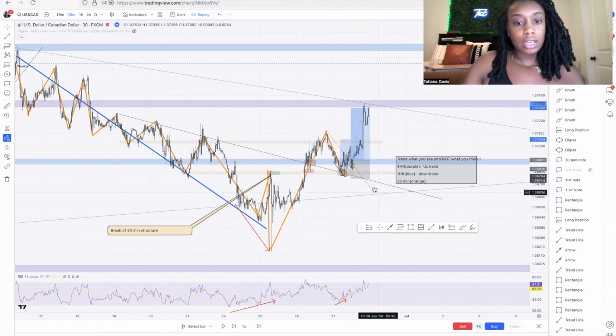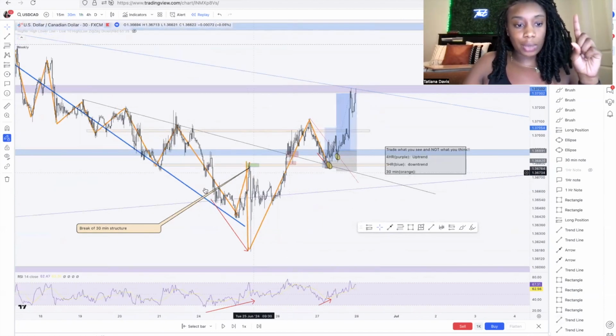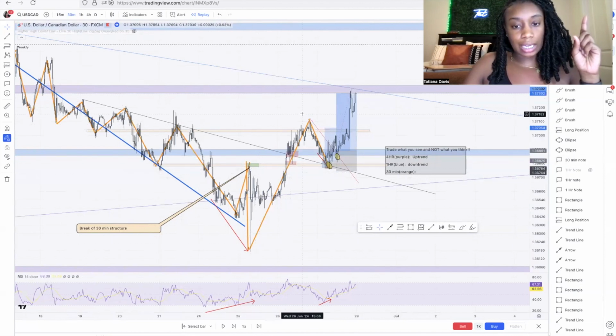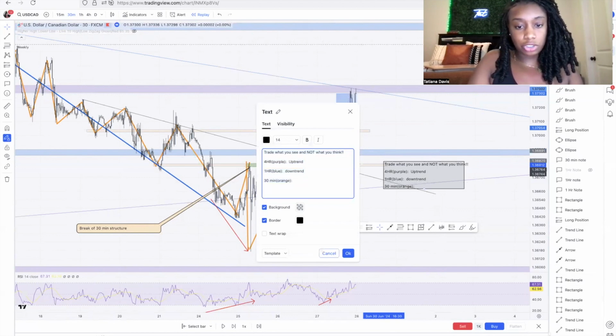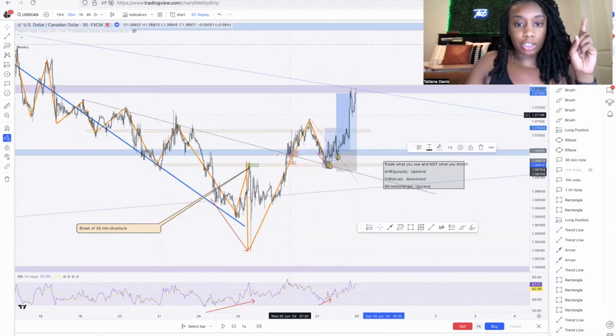in order to take the entry that I did. So number 1, you can see right here that we had a break of 30-minute structure. Based off of these thick orange trend lines, price was initially going in a downtrend on this 30-minute, but it broke this structure right here to the upside before coming back down to retest. So number 1, we can put right here that 30-minute structure is now going in an uptrend, but we had that break of 30-minute structure.